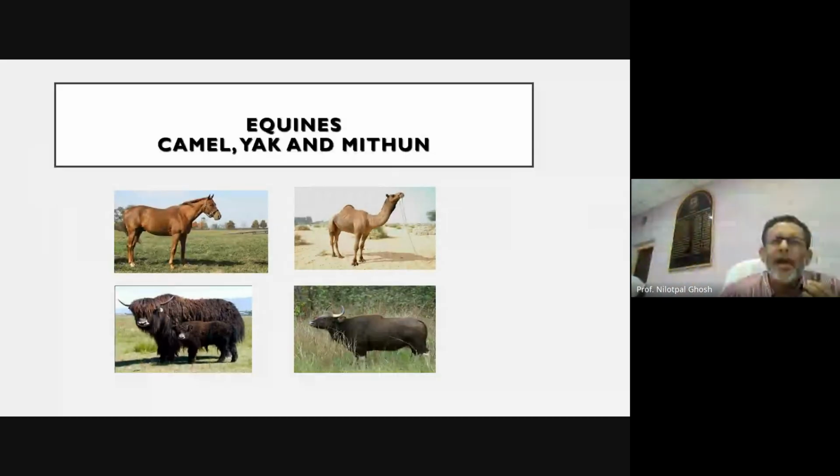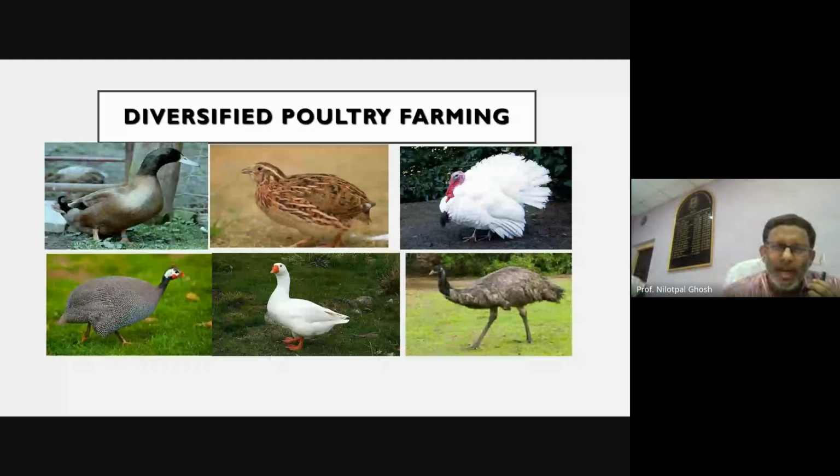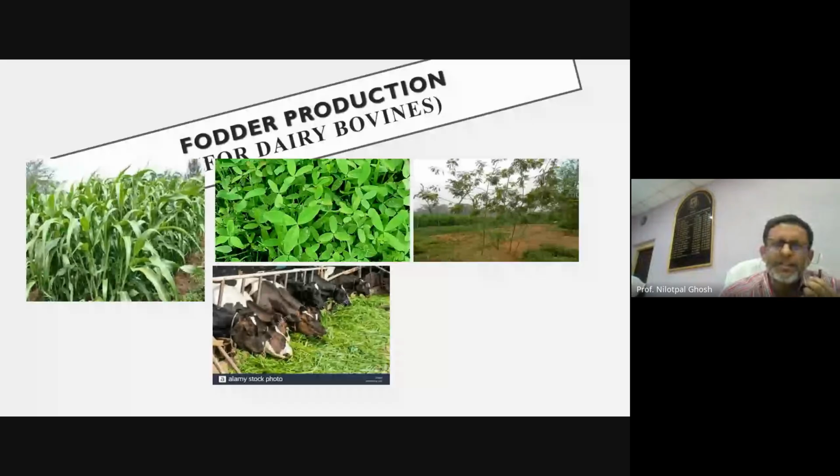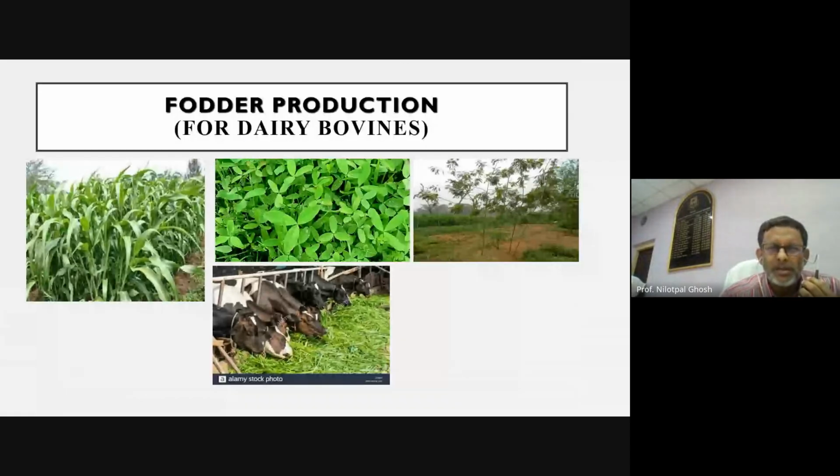And now there are so many diversified poultry species besides the chicken, that is duck, quail, turkey, guinea fowl, geese, even emu may be integrated with the farming system. And fodder production is also an important component in the agriculture ecosystem as well as in animal husbandry, because all the bovine species, cattle, buffalo, even small ruminants like sheep, goat, are dependent on the greens. So greens are essentially needed, which are coming from the horticulture and agriculture sector.